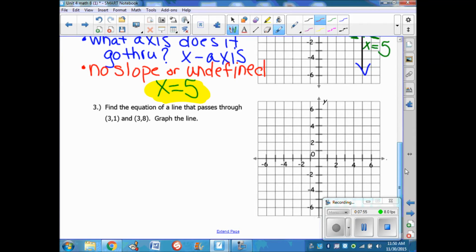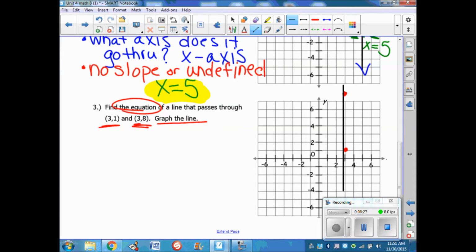Find the equation of the line that passes through 3, 1 and 3, 8. Again, same type of question, and then graph the line. So we've got 3, 1, right 3 and up 1, and 3, 8. Again, 6, 7, I'm off my graph. But again, what's happening here? When I plot these 2 points, again, I've got a vertical line.